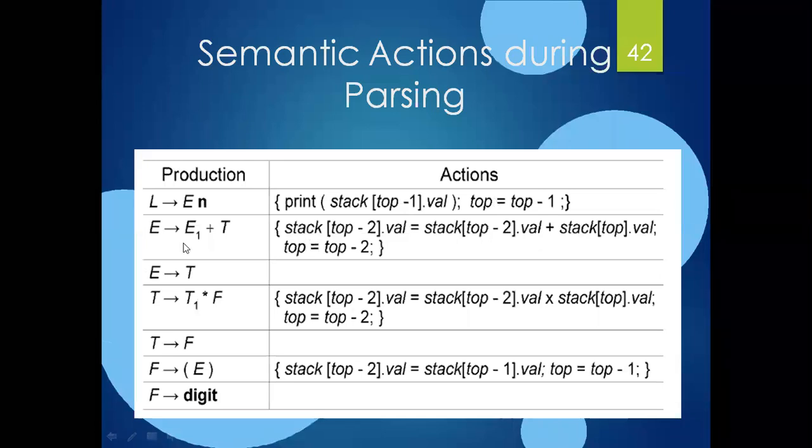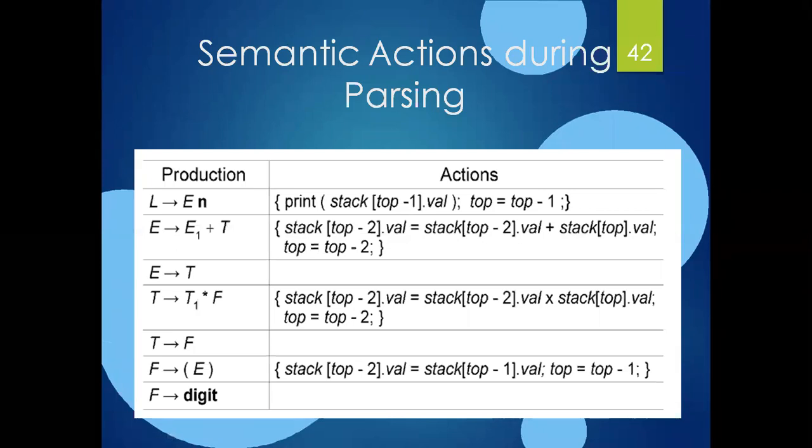And see, in the second rule, E tends to E1 plus T. Push this right hand side of the production rule onto the stack. Now this becomes the top, right? After computing this, the value is obtained for the E, then this value is obtained for the L, isn't it? So what it means: E1 plus T, these three are pushed onto the stack.